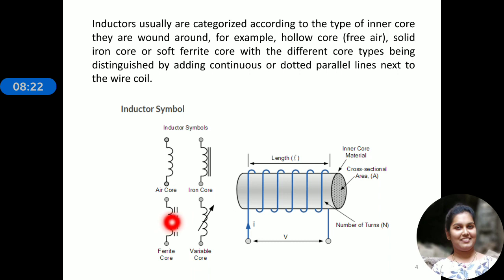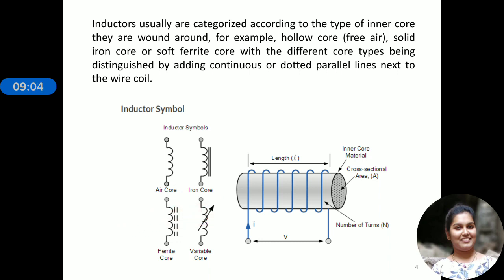And the third one is the ferrite core. The coil can be wound on a ferrite material, and then we call it a ferrite core inductor. And like resistors and capacitors, we have inductors in a variable category also. For the variable category we use an arrow. We simply take an inductor and give it an arrow, then we can say that this is a variable core inductor.